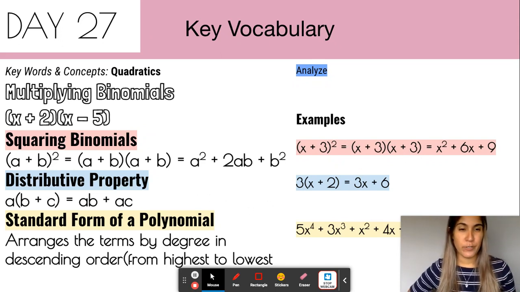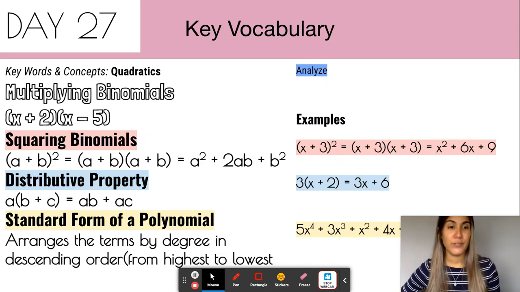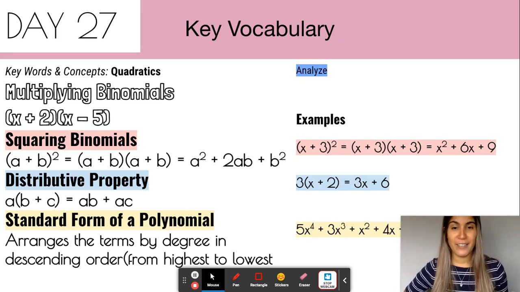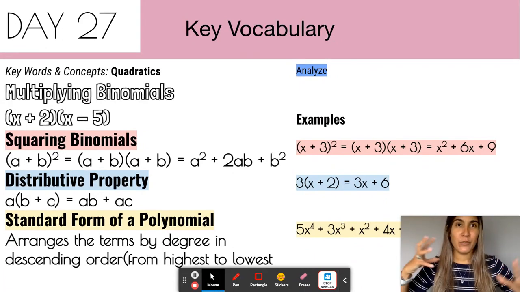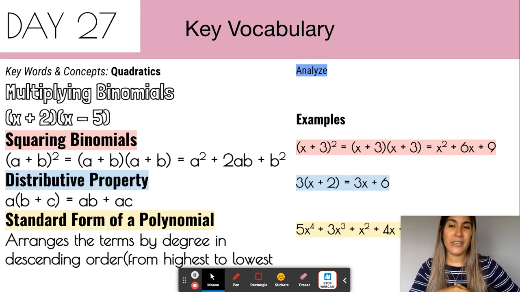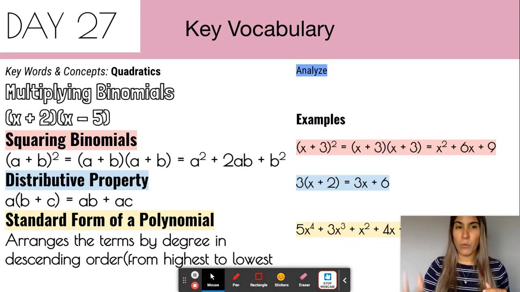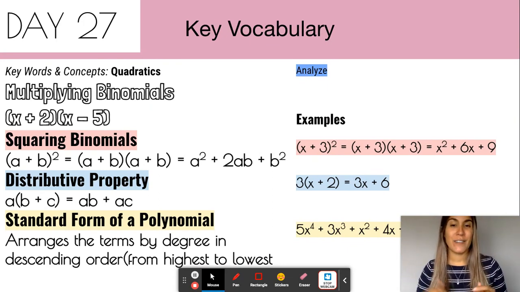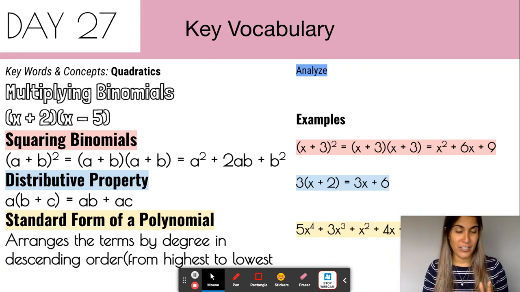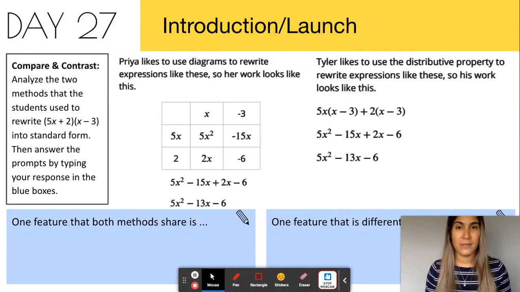Also review the distributive property to make sure that they feel comfortable with it and that they understand what arranging polynomials in standard form is. For our multilingual learners, organizing the terms in descending order, stress that is from highest to lowest degree. Okay, descending order means from highest to lowest degree.